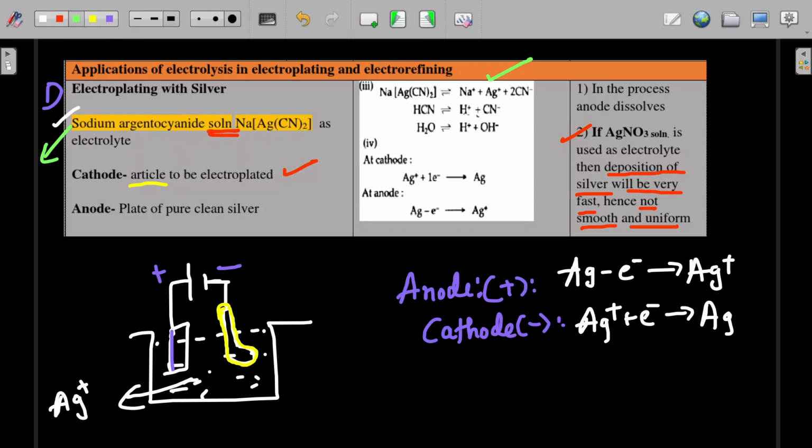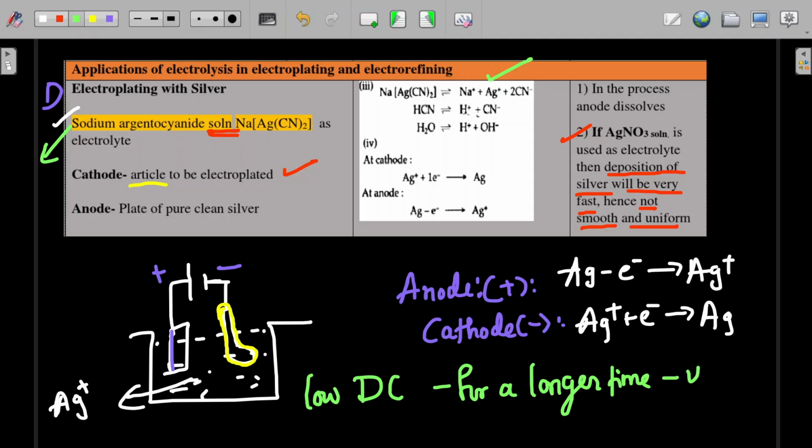One more question has been asked: how can you make this deposition smooth and uniform? We have to use low DC, direct current, for a longer period of time. This will make the deposition smooth and uniform. If they ask you for one condition, you can write this condition: low direct current for a longer period of time.